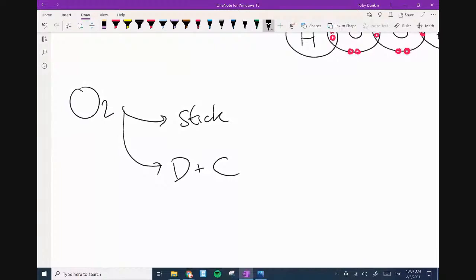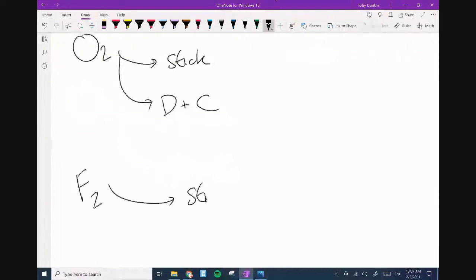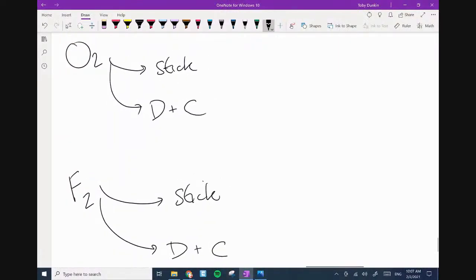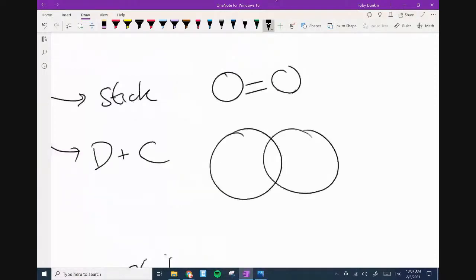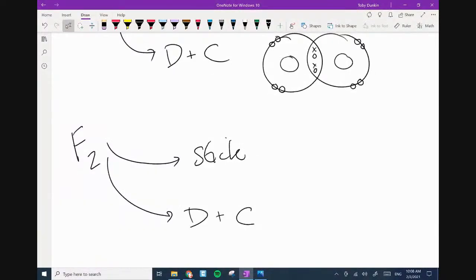Let's go for fluorine. Stick. And D and C. Dot and cross. So, stick. Oxygen's got to have 2 bonds. Winner. Dot and cross. Dot and cross. Dot and cross. And then you've got to make sure oxygen adds up to 8. Everybody must add up to 8 except for hydrogen. There we go. Give me a thumbs up if you got oxygen.